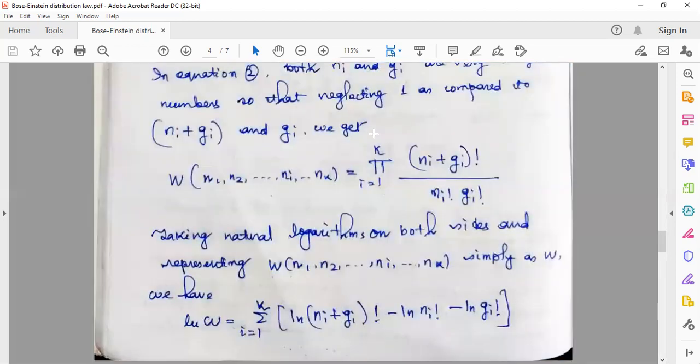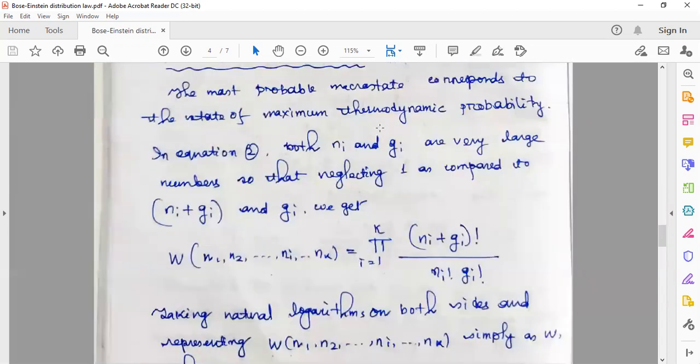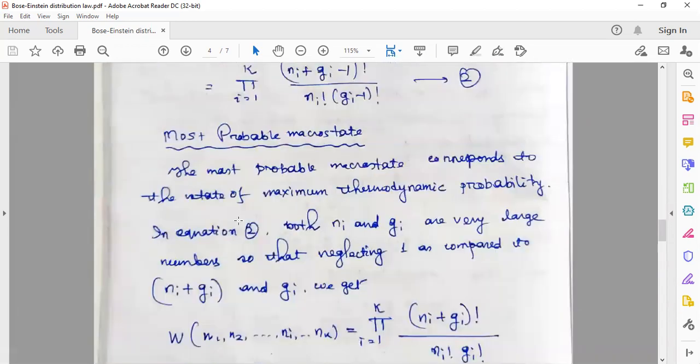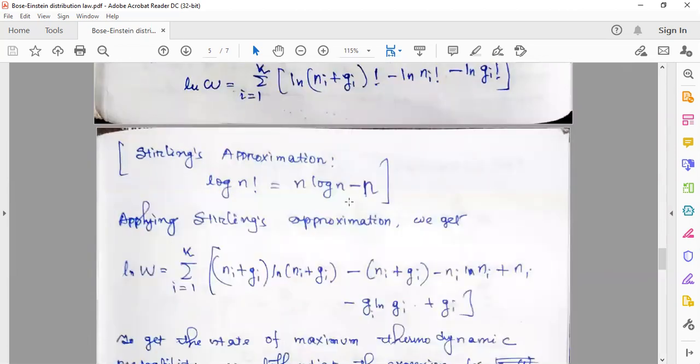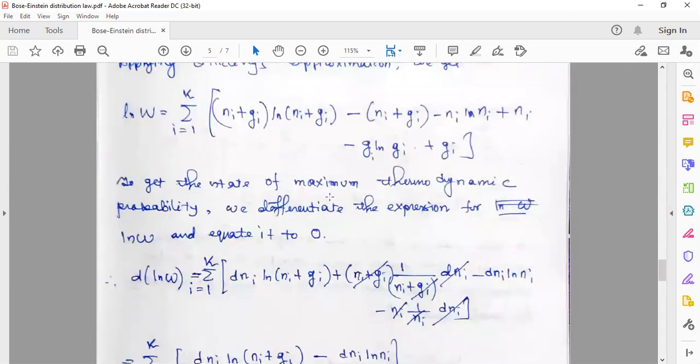So what we have to find out is the maximum thermodynamic probability. And in order to find that out, there are some mathematical steps here.